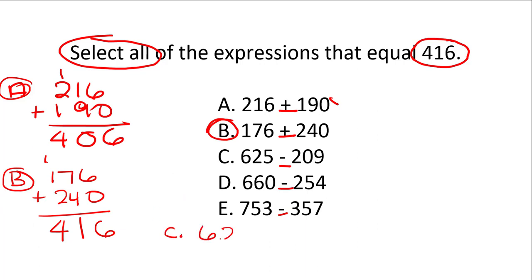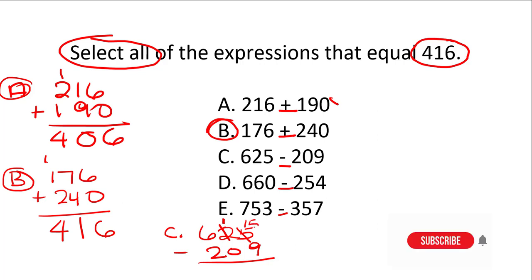So 625 minus 209. Okay, 5 minus 9, we cannot do that. We have to regroup because 5 is less than 9. So we're going to borrow from the 2 and it becomes a 1. And now we're looking at 15 minus 9, which is 6. 1 minus 0 is 1. 6 minus 2 is 4. So my answer for C is 416. So I would circle that.